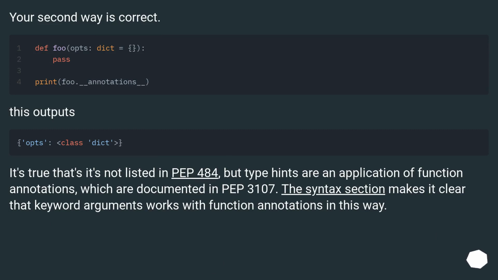Your second way is correct. This outputs. It's true that it's not listed in PEP 484, but type hints are an application of function annotations, which are documented in PEP 3107. The syntax section makes it clear that keyword arguments work with function annotations in this way.